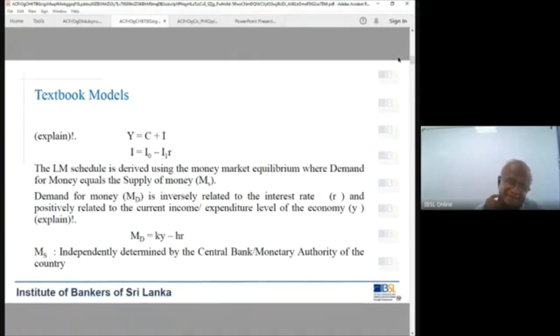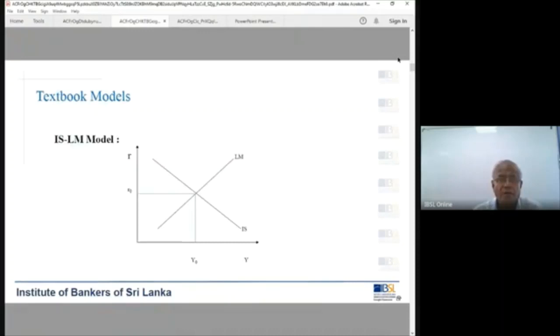Right. The central bank determines the money supply. It is exogenous, independently derived. So we use these two, MD and MS, in deriving the LM curve. Okay. This is the IS-LM model. IS curve downward sloping, LM curve upward sloping. Why is it important? You can decide the equilibrium interest rate and equilibrium income, the equilibrium GDP, and equilibrium interest rate in the economy.